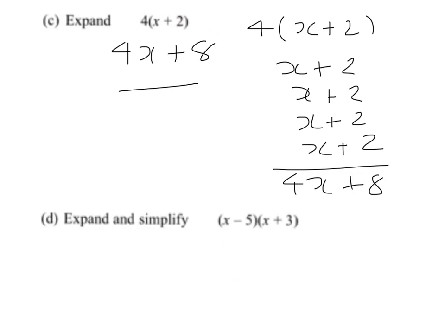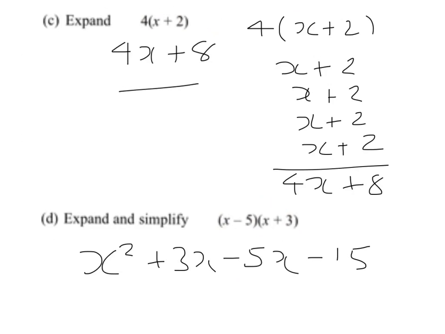Now expand and simplify x minus 5 times x plus 3. So hopefully you've done this many times before and you'll know you'll get 4 terms to start with. So you've got your x times x, which gives me x squared. Then take the x and multiply it by the 3. So that's x times 3 is plus 3x. Then you move across to your minus 5 and do minus 5 times x, which is minus 5x. And then you multiply minus 5 times plus 3. So minus 5 times plus 3 is minus 15.